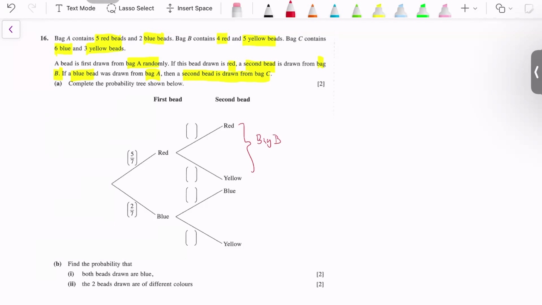If the first bead that's drawn from bag A is blue, that means the second bead drawn is from bag C. Okay, so with that, we find the probability of it drawing each individual color. So from bag B, the probability of red beads is 4 out of 9. And the probability of yellow beads is 5 out of 9.